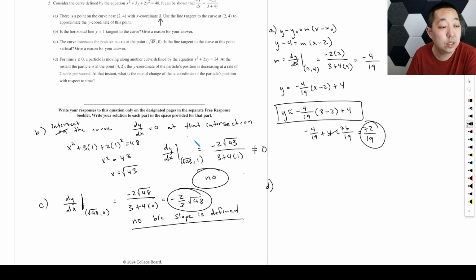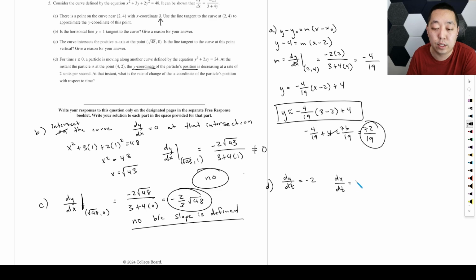For time t greater than or equal to 0, the particle is moving along another curve defined by this equation. At the instant the particle is at the point here, the y-coordinate of the position is decreasing at a rate of 2 units. So this is a related rates question. They're saying dy/dt, where y is the y-coordinate of the position, is -2 units per second. At that instant, what is the rate of change of the x-coordinate? I would like to know what dx/dt is equal to.